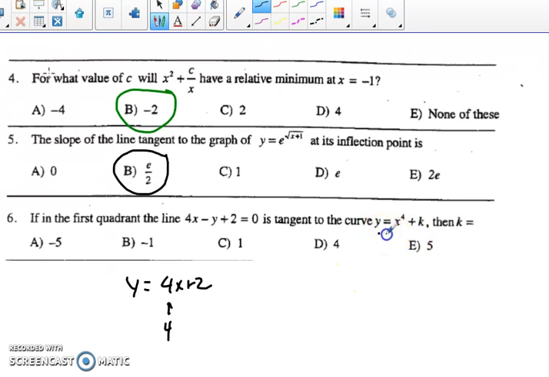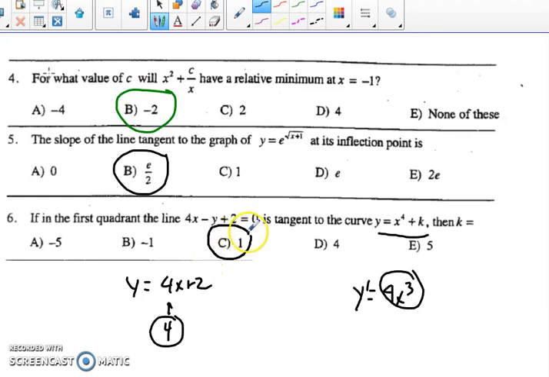So here we need to take the derivative of y. So y prime equals 4x cubed. So the question is, where does this derivative equal this slope? And the answer is going to be at x equals 1 because they told us it had to be in the first quadrant. So it has to be positive, and because that's what works. And in this problem, I actually didn't need my calculator.